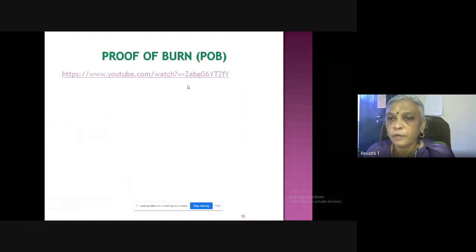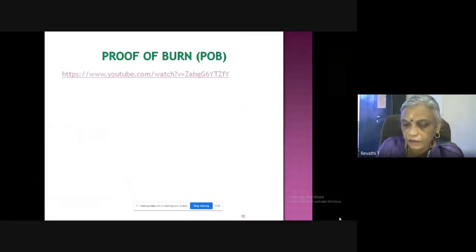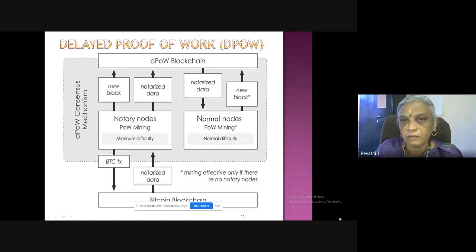Yes, this proof of burn depends on some work spent for getting the permission. Based on that only, it will get the permission and then it will be given the chance. So the next protocol is delayed proof of work. That is DPoW.